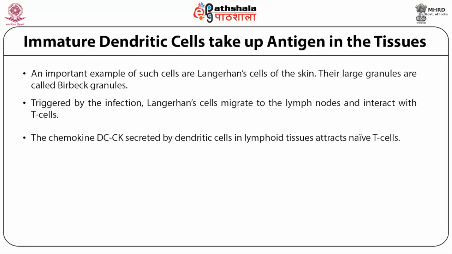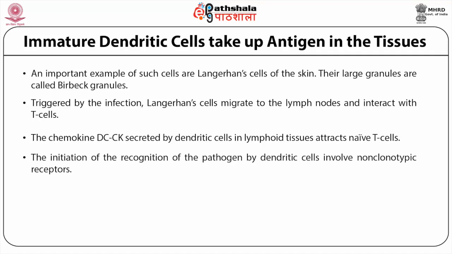Migration of immature dendritic cells to lymph nodes is a part of the life of these cells. Cells which reach the end of their lifespan without encountering infection or antigen also travel to the lymphoid tissues without any co-stimulatory molecule and antigen. All these cells are self-antigens which may be derived from any peripheral tissues. The result is tolerance. The initiation of the recognition of the pathogen by dendritic cells involves non-clonotypic receptors.